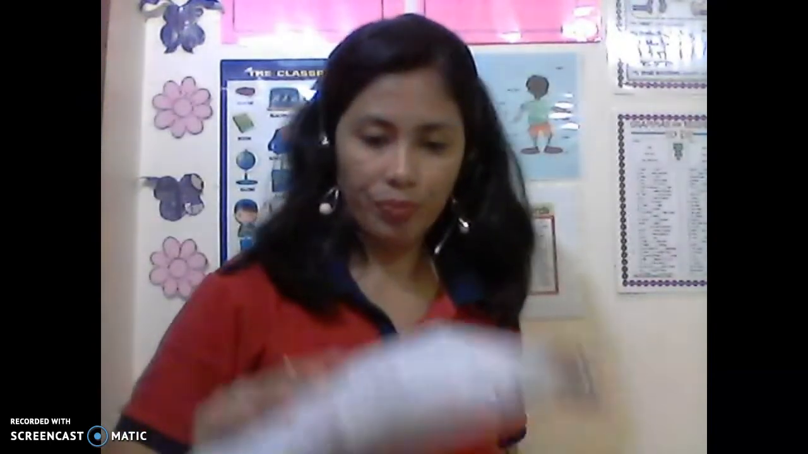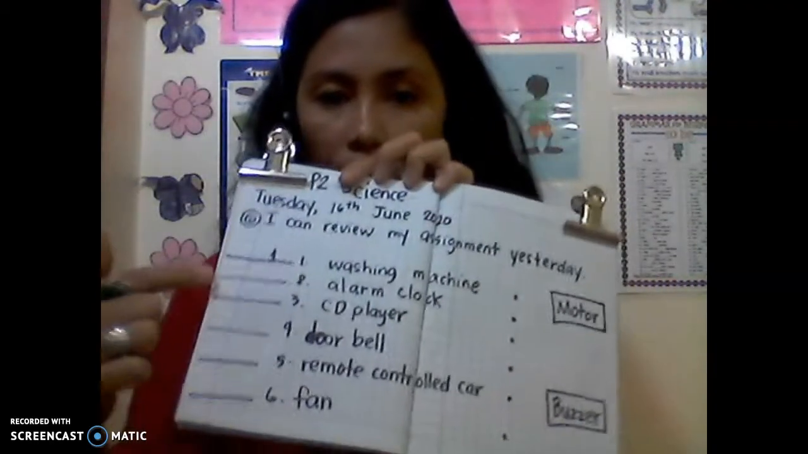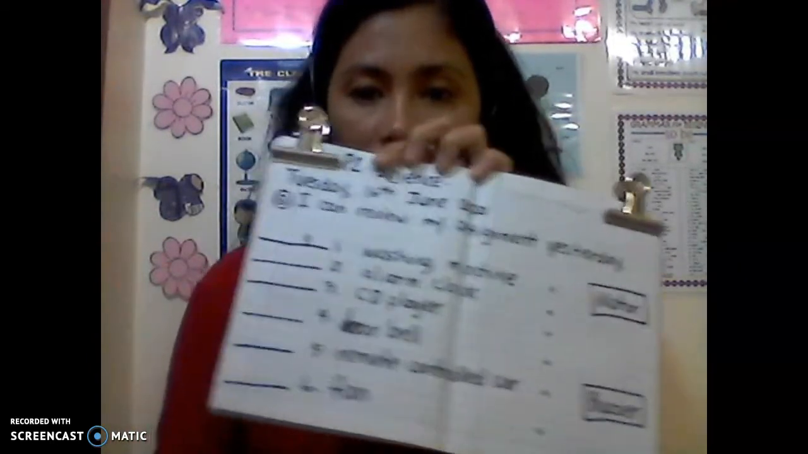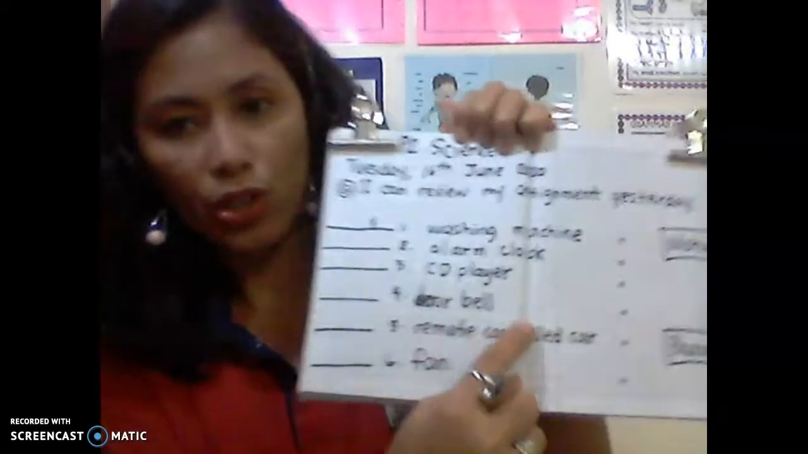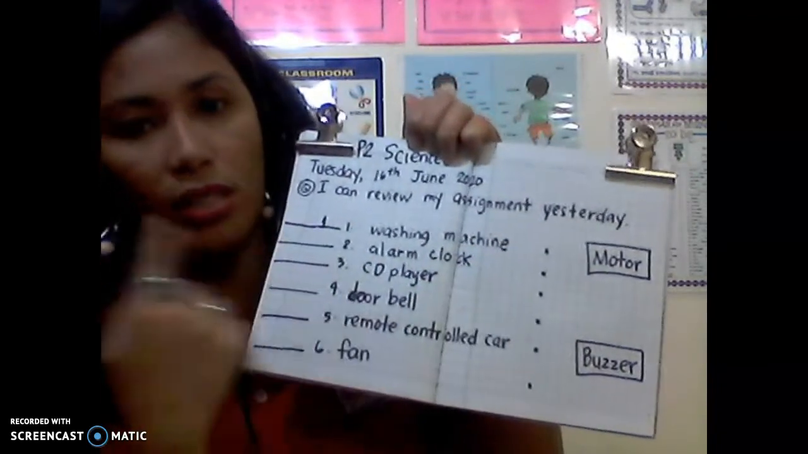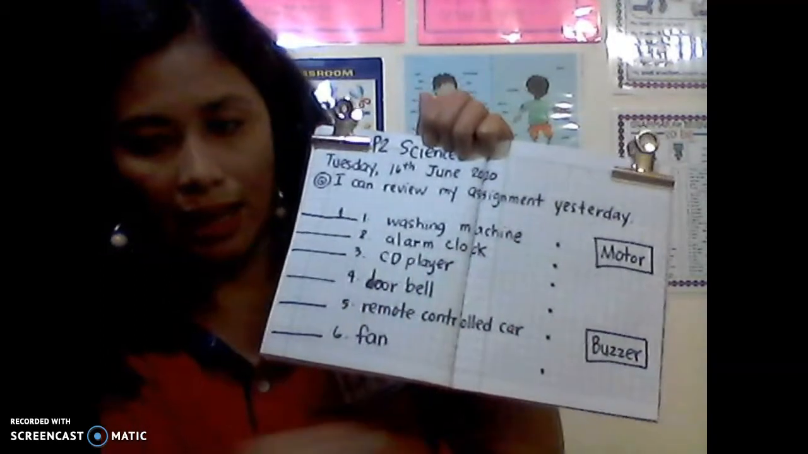Okay, so again, you see the pictures, right? If you have the book with you, please look at it. It's on page 28, your learner's activity book. So this is our review. Here we are going to write down the words if it uses a motor or a buzzer, and later here we are just going to connect if a washing machine uses a motor. This is also a review. Here we write down the words. Here we just connect the line.